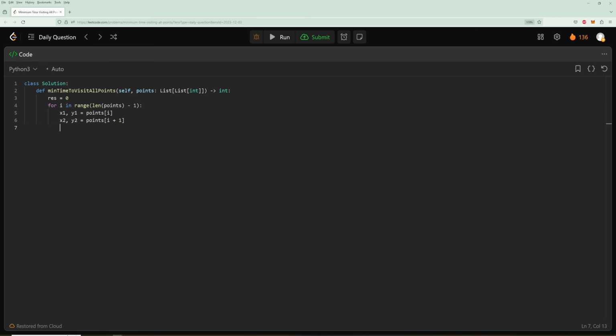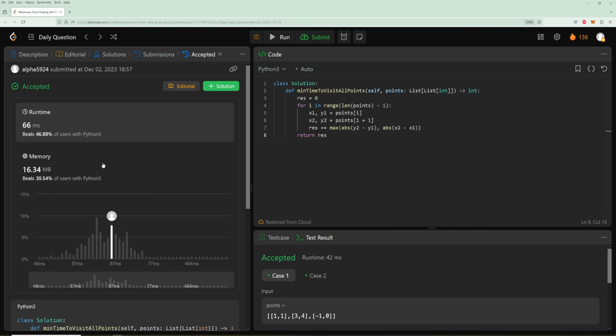So what we can have here is now we can simply say result plus equals. Remember, we just want the maximum of the two differences, right? So the maximum of the two differences, which is just going to be absolute value of y2 minus y1 and absolute value of x2 minus x1. And that should basically be it. So we simplified our diagonals to just get the maximum difference, and the result, the path length, will just be that. Then we just return result. And let's take a look. Looks like we're good. And there we go.